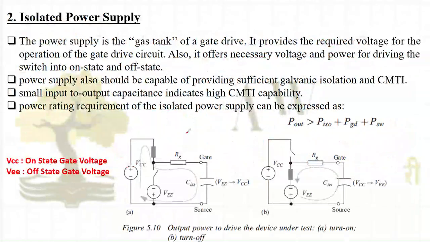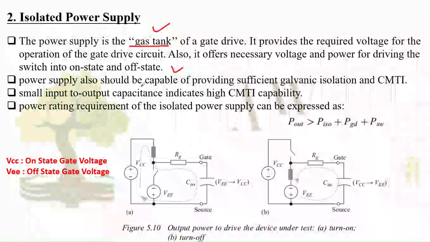Now the next thing we will talk about is the isolated power supply. The isolated power supply is the gas tank of the gate drive. Without any supply, how will my circuit work? That is why it is called a gas tank. It provides the required voltage for the operation of the gate drive circuit. Also, it offers the necessary voltage and power for driving the switch on and off state.